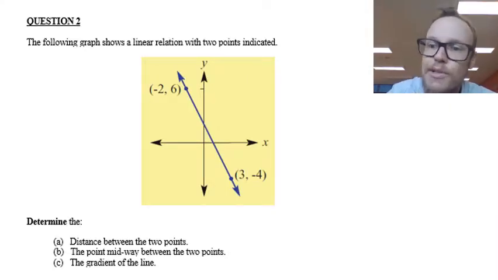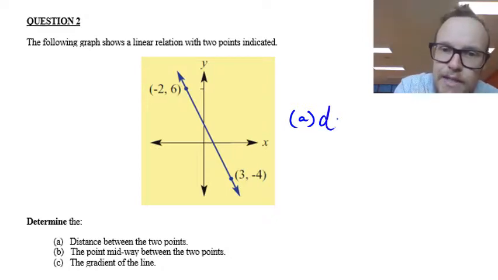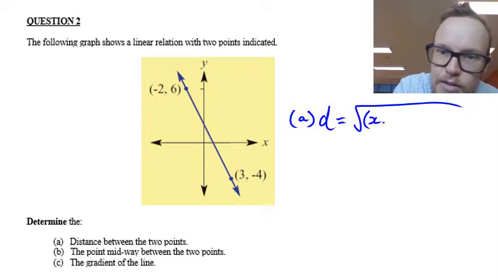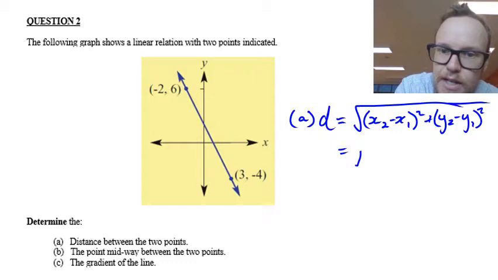Question 2 looks at finding and determining the distance between 2 points, the point midway between 2 points, and the gradient of the line. So let's have a look at doing A first, the distance between the 2 points. We can use our distance formula. D is equal to the square root of x2 minus x1 squared plus y2 minus y1 squared. Substitute in our values.